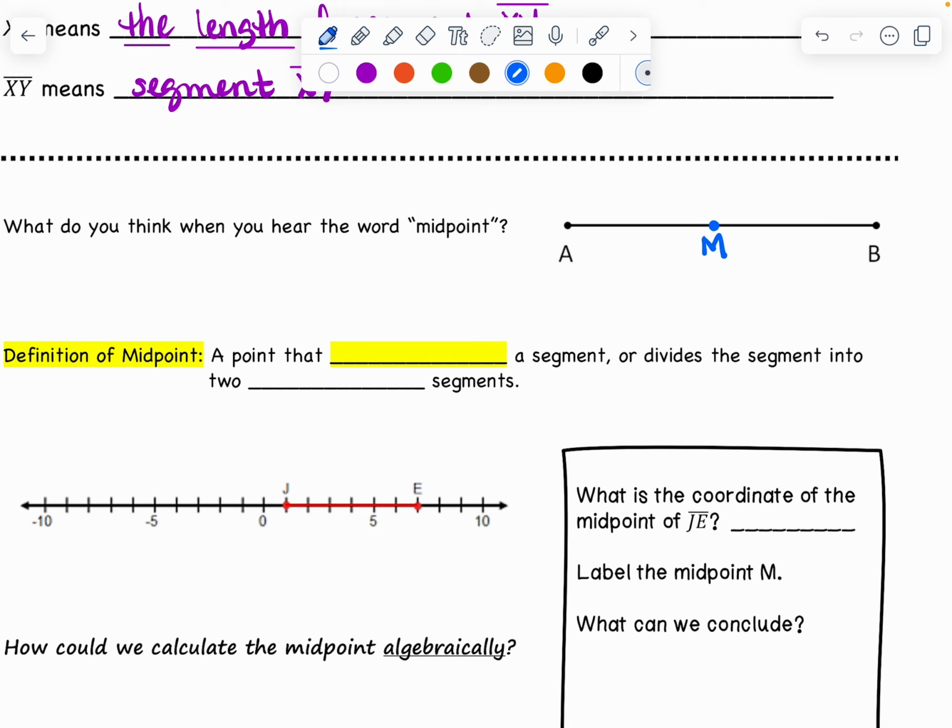In yellow highlighter right here is the formal definition that we're going to write down. The formal definition of a midpoint is a point that bisects, which is technically another vocabulary word, a segment, or divides the segment into two congruent segments. Obviously, if you have found the midpoint, then this side has to be congruent to this side. So we could write the statement that AM has to be congruent to MB. And of course, I'm going to use segment bars because I'm using a congruency symbol.